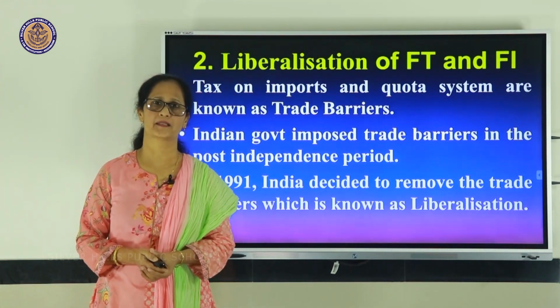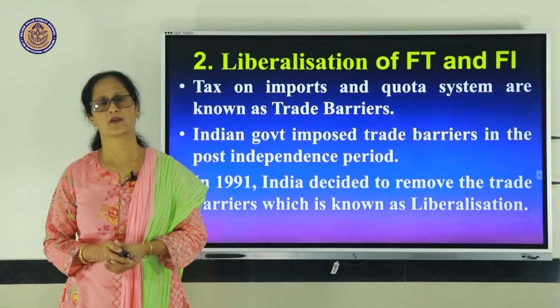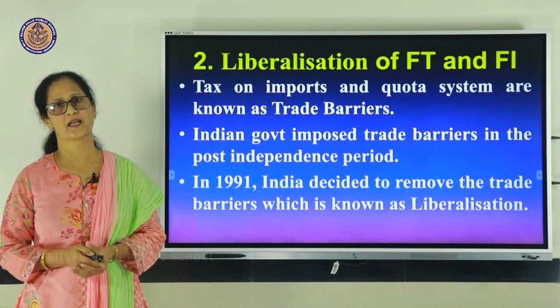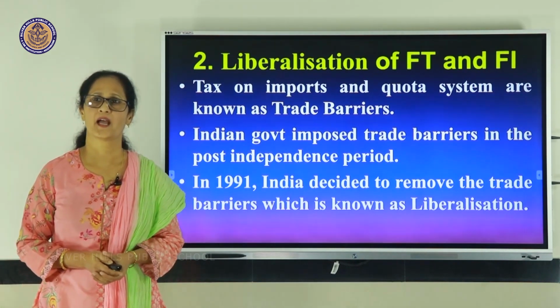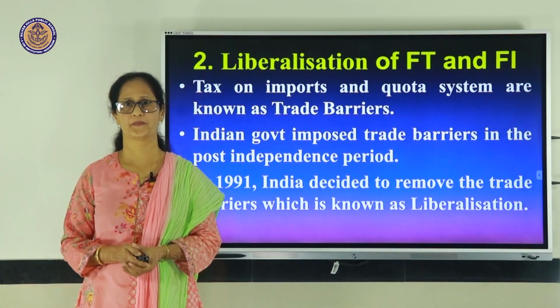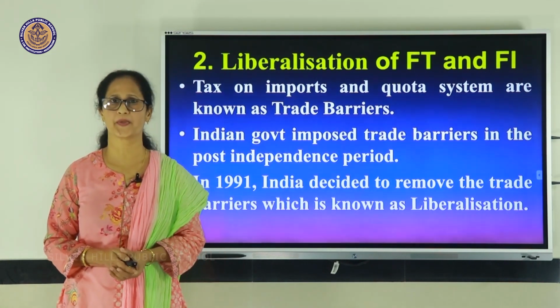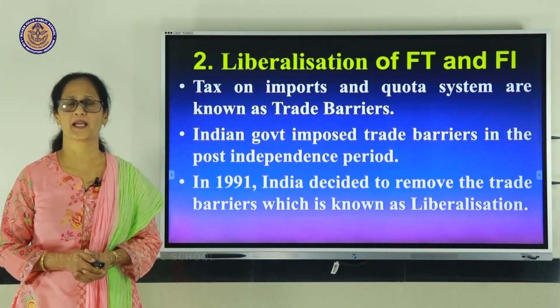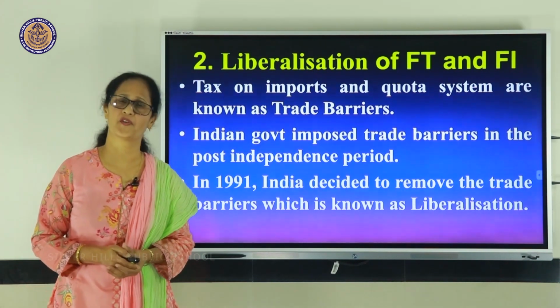The second factor that facilitated globalization is the liberalization policy of the government in foreign trade and foreign investment. In the post-independence period, the Indian government had imposed certain barriers on foreign trade and foreign investment.